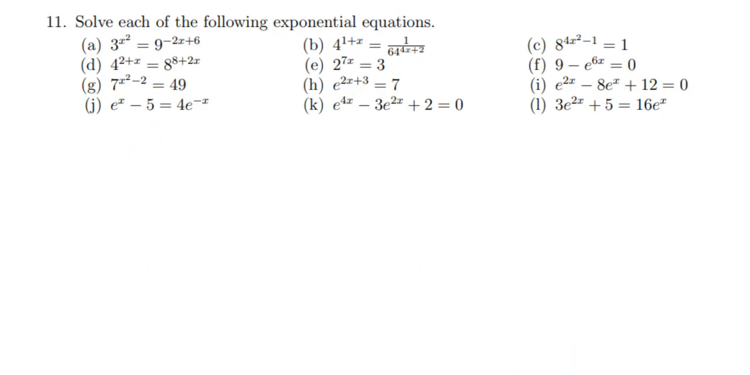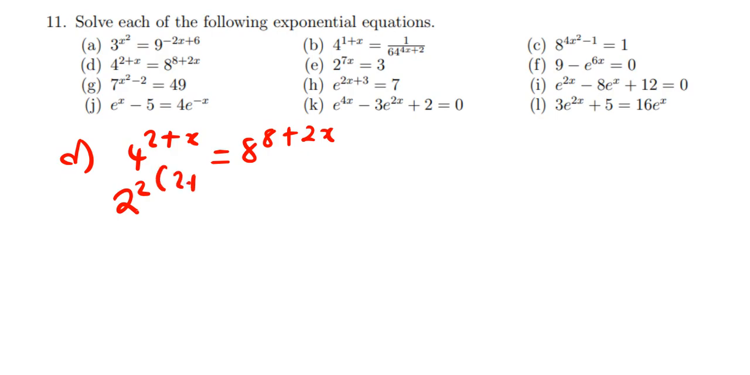So for D, we are saying 2 to the power 2 plus x is equal to 8 to the power 2x. Again, we have to strive to have the same base, usually 2. So 4 is just the same as 2 to the power 2. Then 8 in terms of 2 is just the same as 2 to the power 3, and I've got 8 plus 2x as the power. Then we equate the powers.